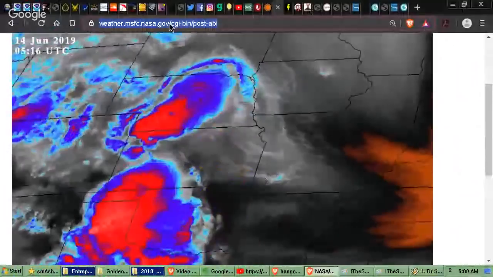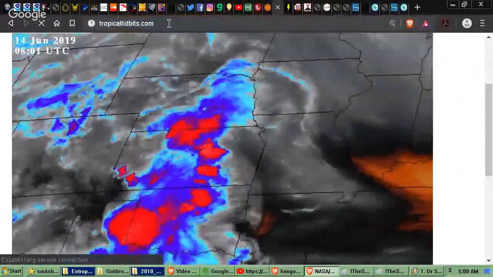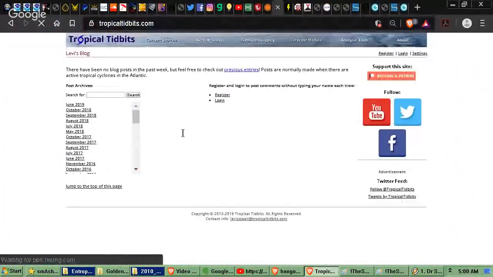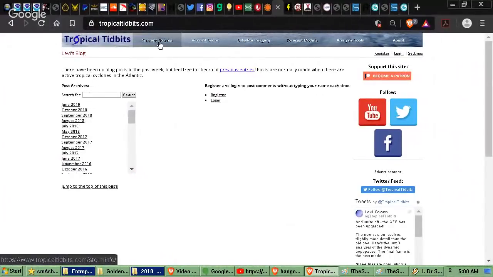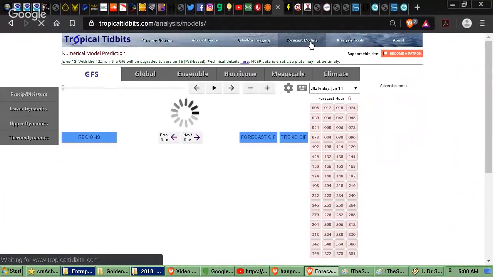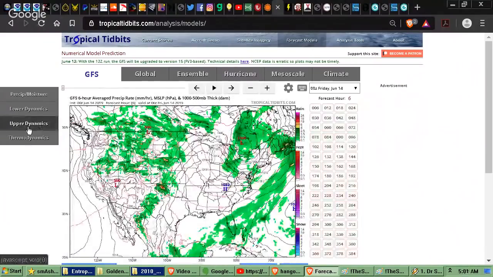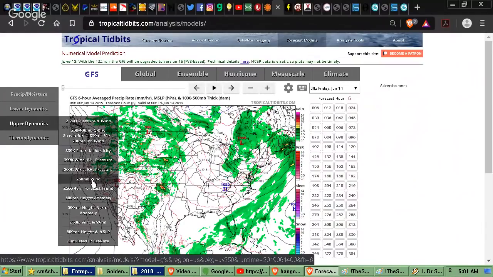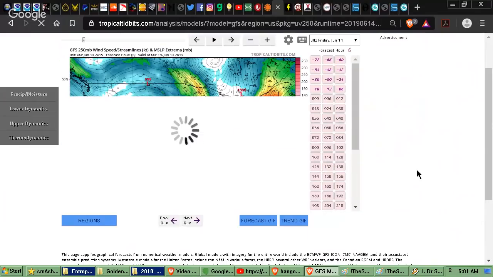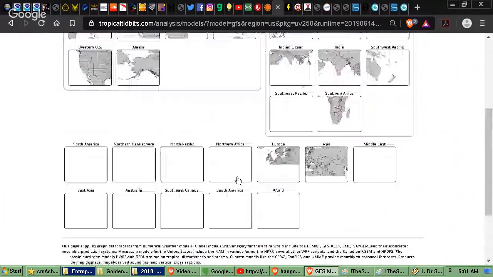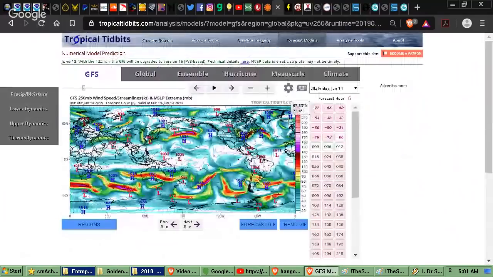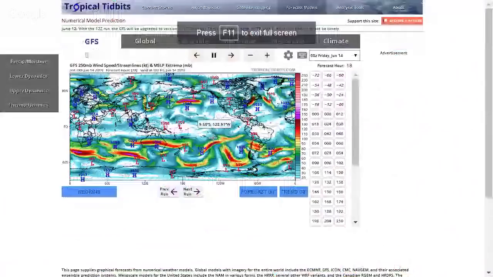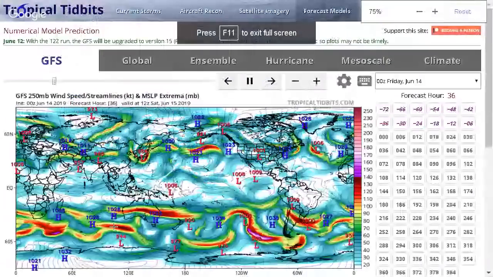One bonus thing we're going to do here. We're going to look at Tropical Tidbits. I just want to look at the global jet stream. So we're going to bring up forecast models real quick. Going to look at upper dynamics, the 250 millibar wind, which is a good proxy for the jet stream. And then we're going to go to the region of the whole world. As the last time we looked at this, the northern hemisphere didn't even have a jet stream. So let's let that play.